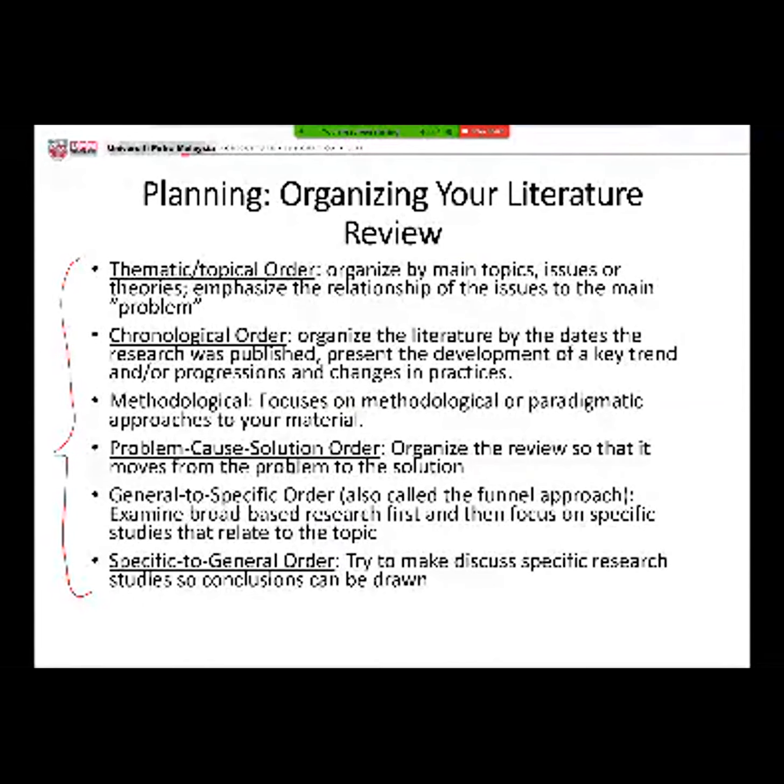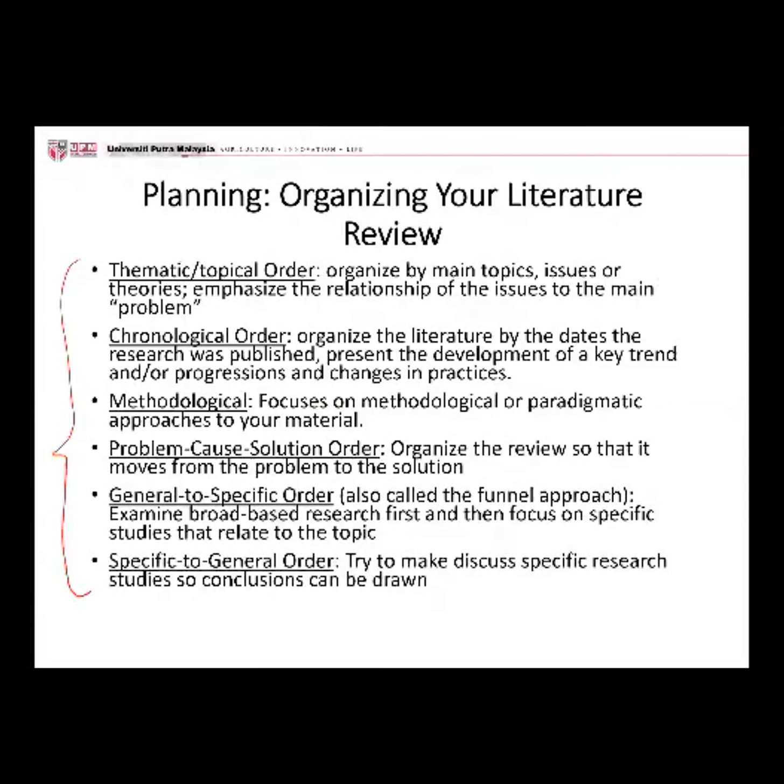So there's no right way of doing your literature review, okay. I'm not saying there's no correct way, that's wrong. I'm saying there's no one correct way. So you can actually choose which order you want to use. For example, if you do themes, you organize your literature review using the main topics, or the issues or the theories, and you describe them according to that order.